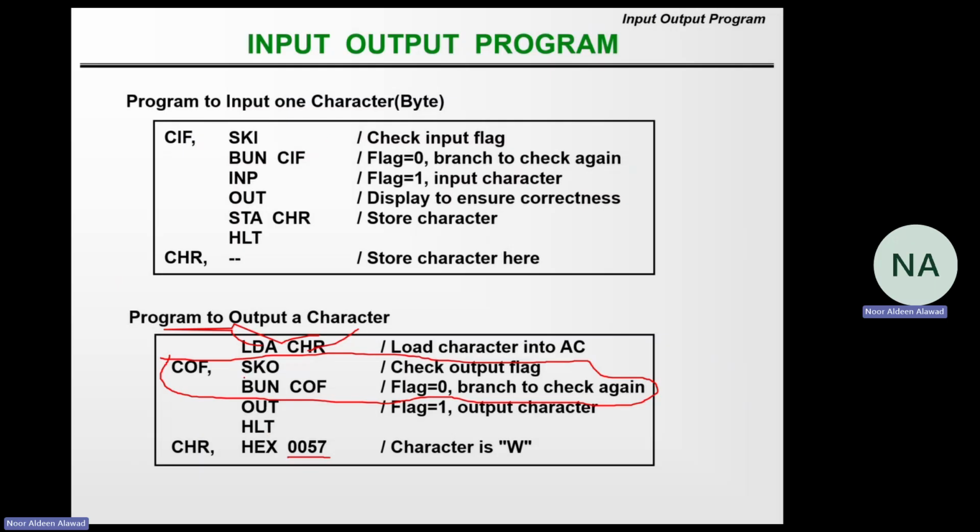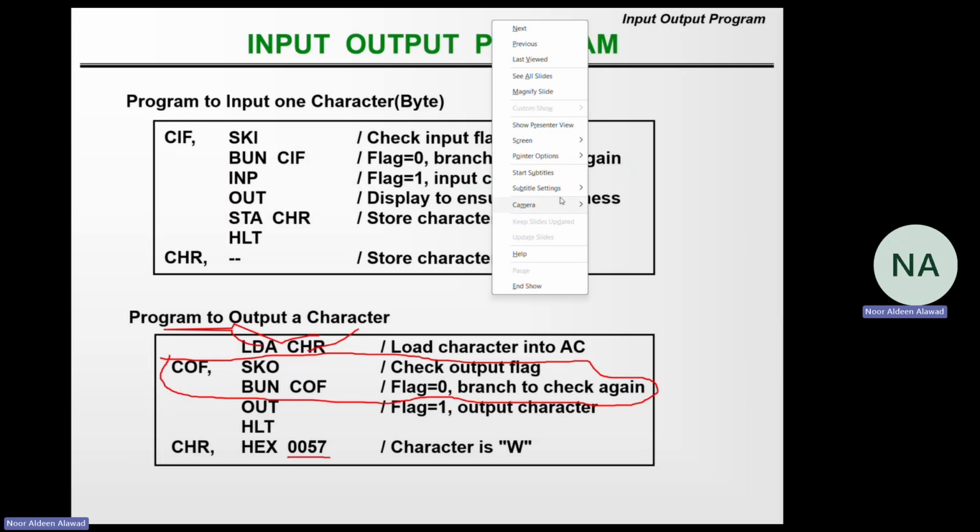So this is for input and this is for output. You can see that their ideas are maybe the same: we have a label, we have an instruction which checks for the input and another instruction which checks for the output. While the flag is 0, we will be stuck inside the loop until the flag is 1. If it is 1, we go outside the loop and then input the character or output the character, depending on the logic of the program.